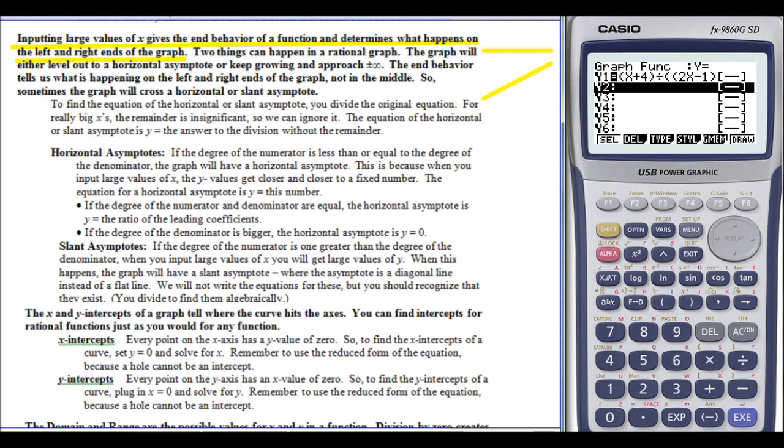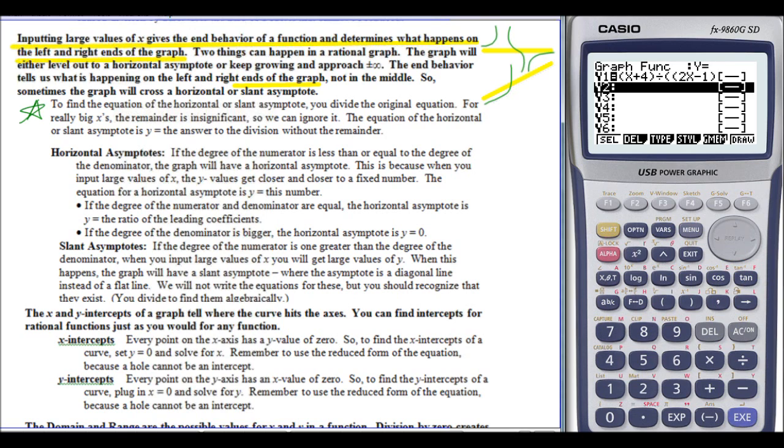The end behavior tells us what is happening on the left and right ends of the graph, not in the middle. So sometimes when we have one of our crazy graphs, it might cross the horizontal asymptote in the middle, or it might cross the slant asymptote. It might go this way. That's okay. We can cross a horizontal or a slant asymptote. So we need to find some equations for these things.